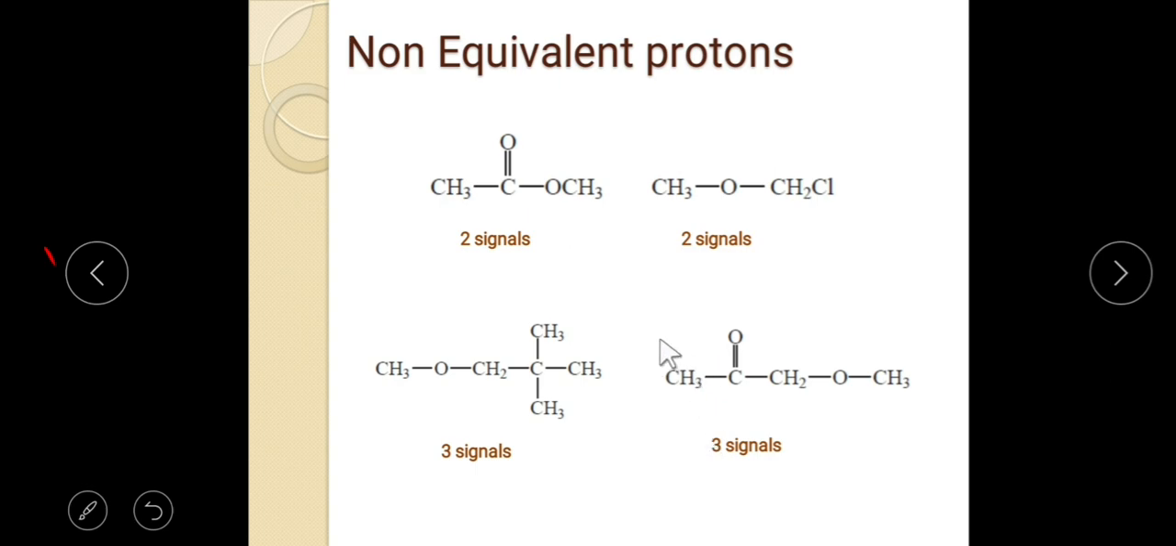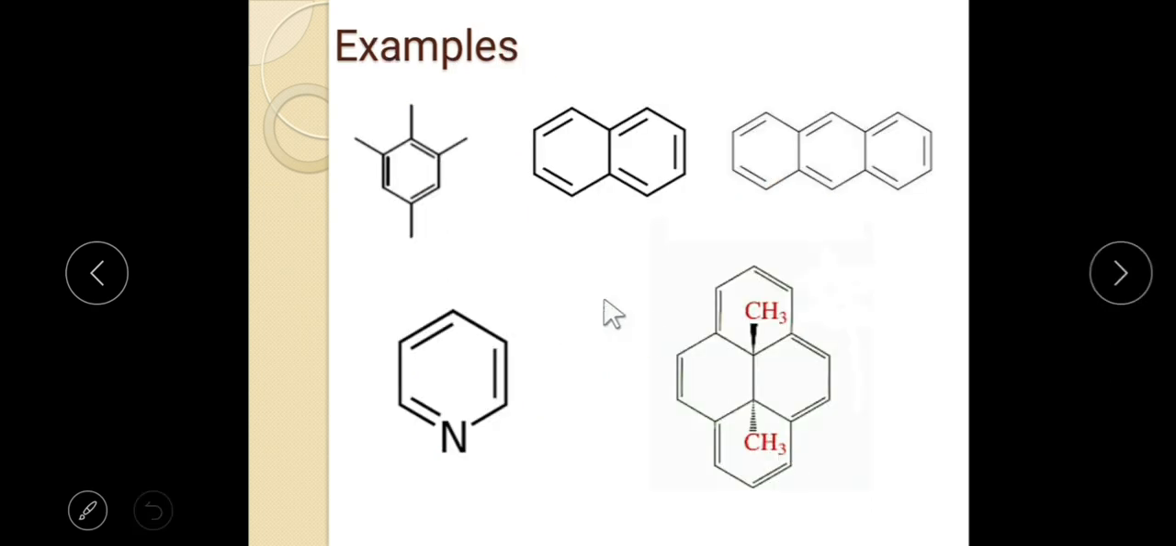That's why CH3 will show one signal, CH2 will show a second signal, and this CH3 will show a third signal. That's why this molecule will show 3 signals in H1 NMR spectroscopy. Okay, let's go ahead. Now, this type of example is asked in CSIR NET examination.